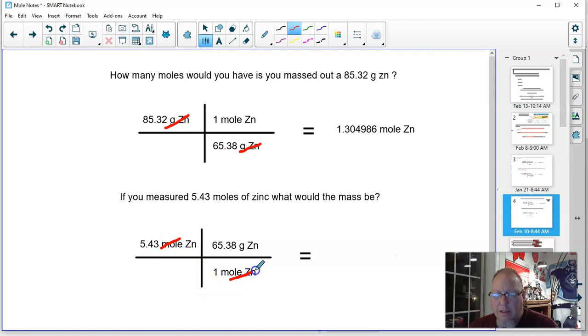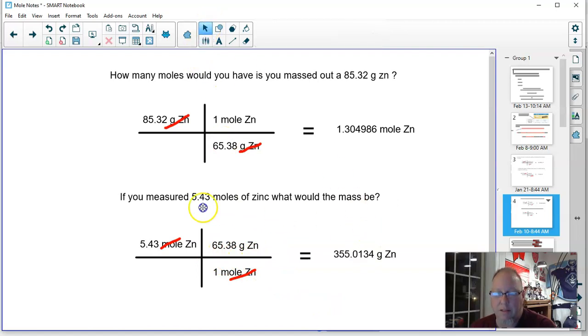Why am I making such a big deal about canceling out the units? Because this is one of those things that we go through this unit, and time after time after time, people write these conversion factors, these numbers, in the wrong place. They'll put this one down here and this one up here, and it's always about the units. You want to make sure that you end up with the unit that you're trying to find.